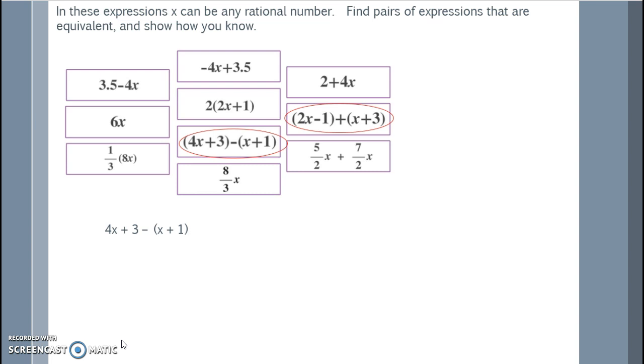So let's start off with 4x plus 3 minus x plus 1. So I'll distribute the negative piece, giving me negative x, negative 1. I can rewrite them combining my x's and my digits together. So 4x minus x plus 3 minus 1 gives me 3x plus 2. Let's do a similar technique to the 2x minus 1 plus x plus 3. Rearranging them, we get 2x plus x minus 1 plus 3, so 3x plus 2. So these two are equivalent together.